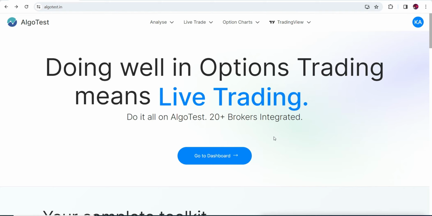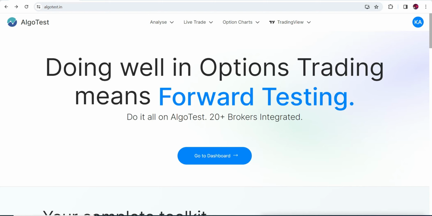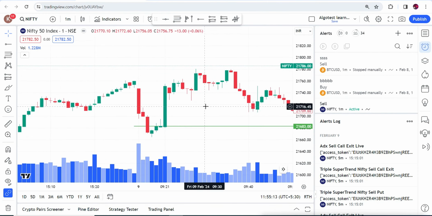Now the second thing, what is a momentum based strategy? Let me open the charts of Nifty. This is TradingView, a simple charting tool where you can check candlestick charts and add indicators. It is not required for backtesting. I am just showing this so that it will be easy to understand.